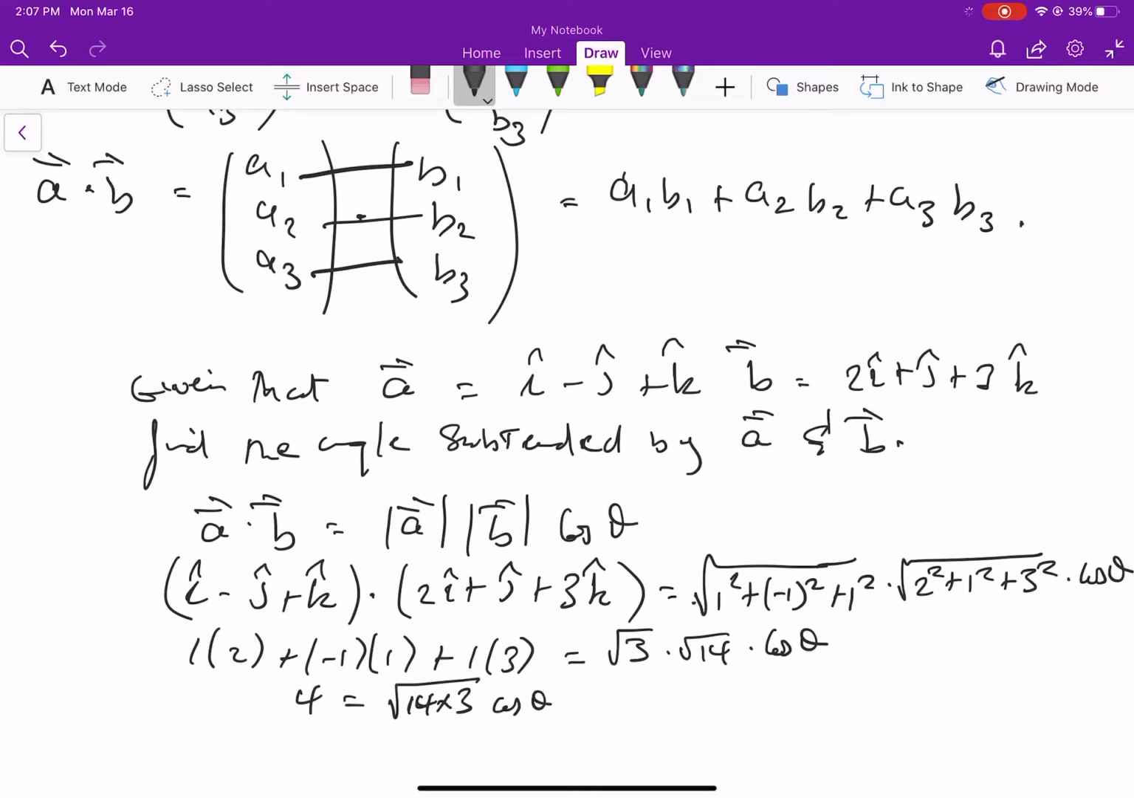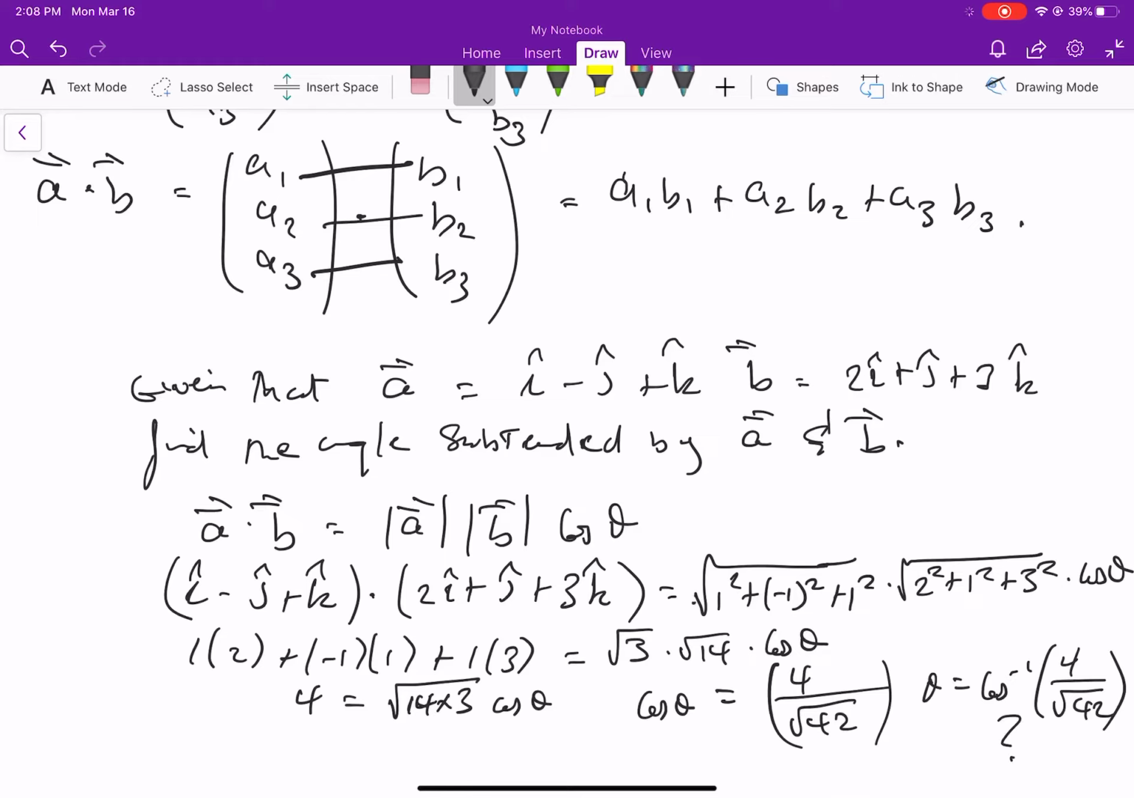Times cos theta, which makes cos theta equal to 14 times 3, which is what, 42? 3 4 is 12, 3 1 is 3 and 1 4. Yeah, 42. So therefore cos theta is equal to 4 upon the square root of 42. And theta would be cos inverse of that number, 4 over root 42. Okay, you can figure that out for yourself.